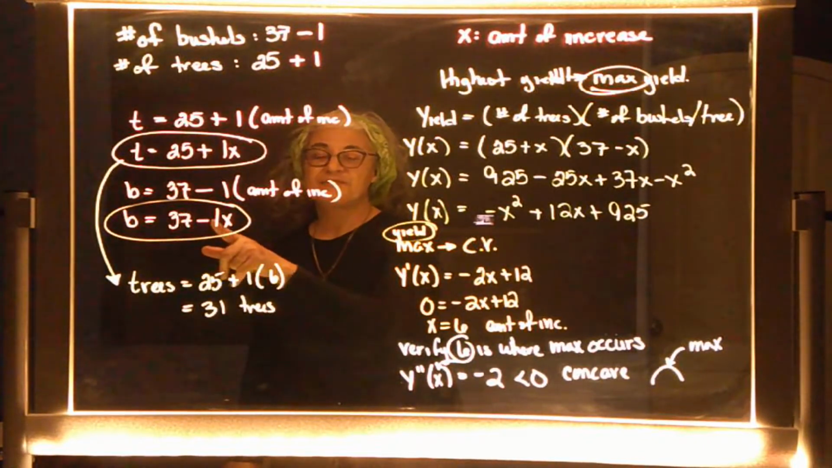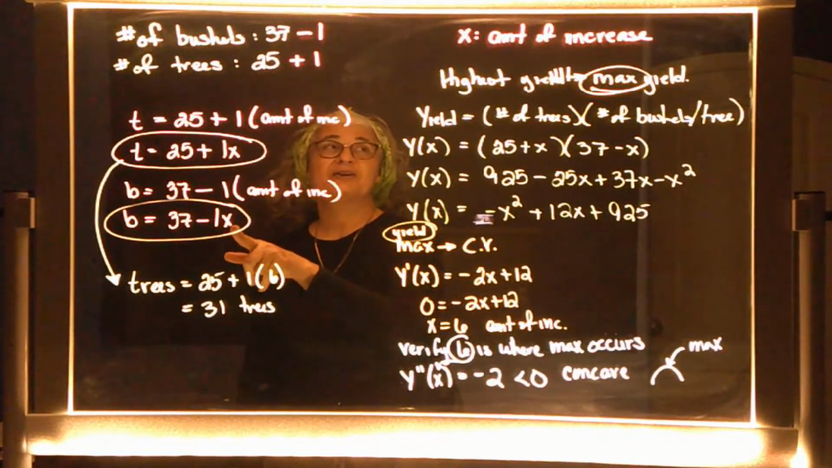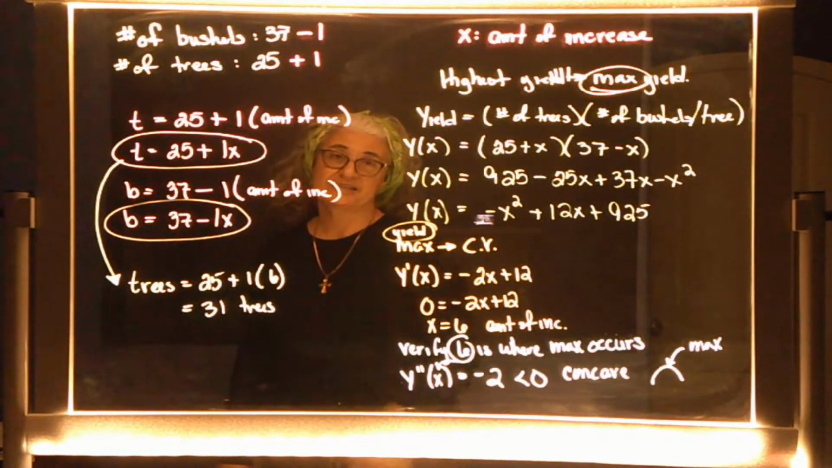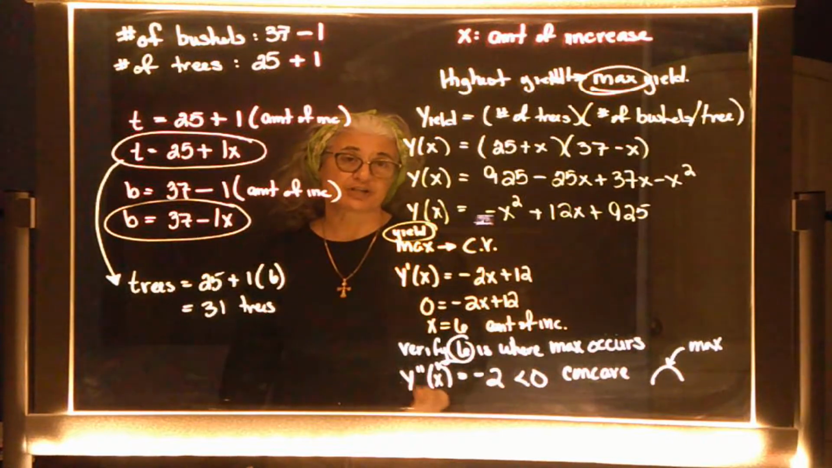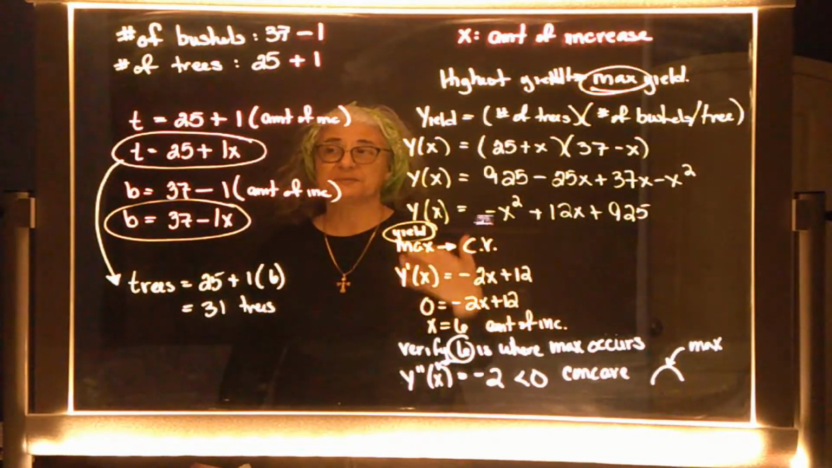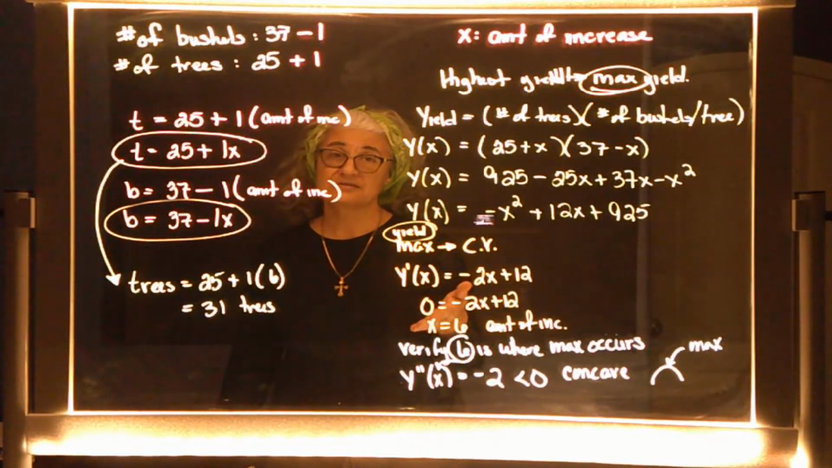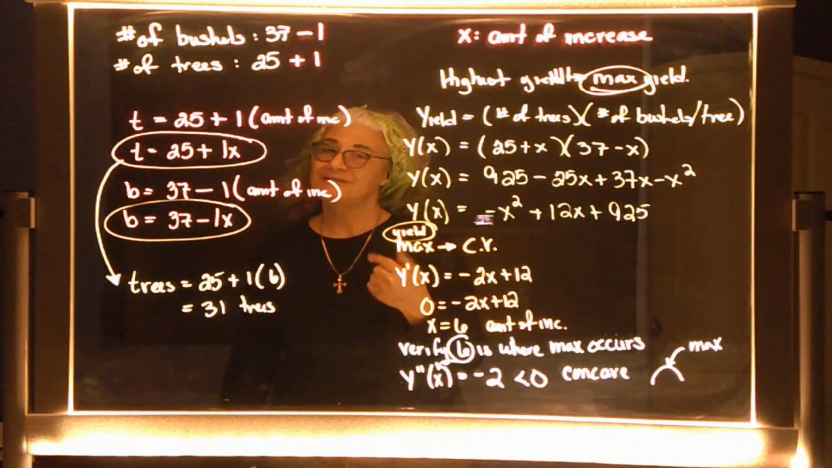And if they wanted the number of bushels per tree, we could find that too, couldn't we? We would take 37 minus 1 times the amount of increase. So in this case, it would decrease the number of bushels per tree. But that's okay, they're trying to find the maximum. Got it? Okay, cool. Stay tuned. Got another.